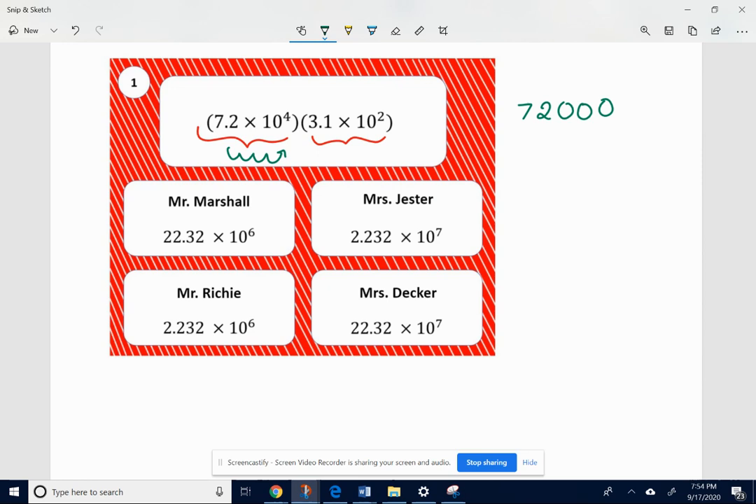Okay, 3.1 times 10 to the second. The positive 2 tells me to move the decimal point 2 to the right. One move gets me past the 1, and I have a second move, so I'm going to have 310. So I need to multiply those two numbers together because I put them both in standard form. So just multiply as normal.